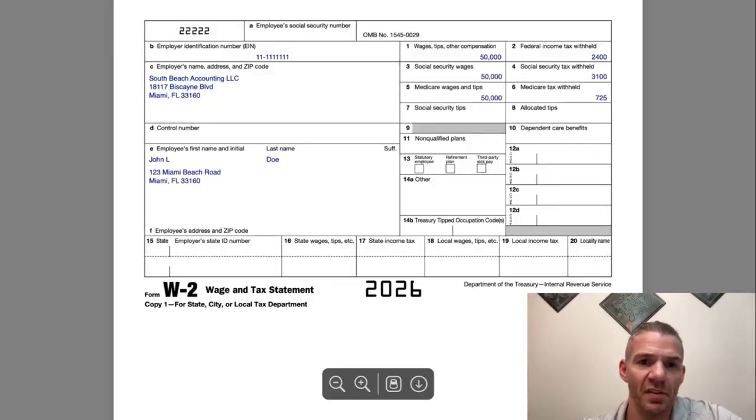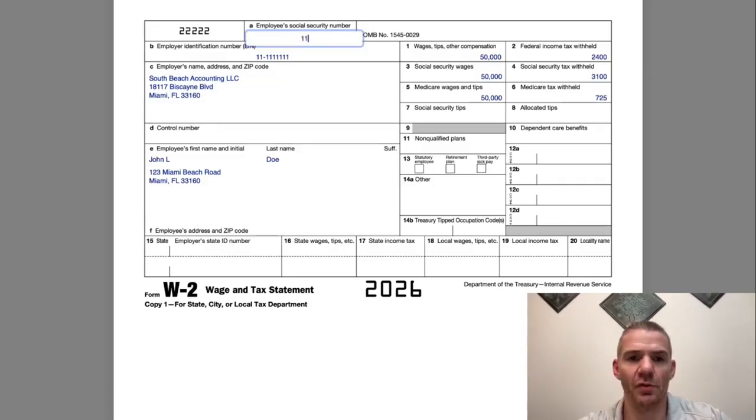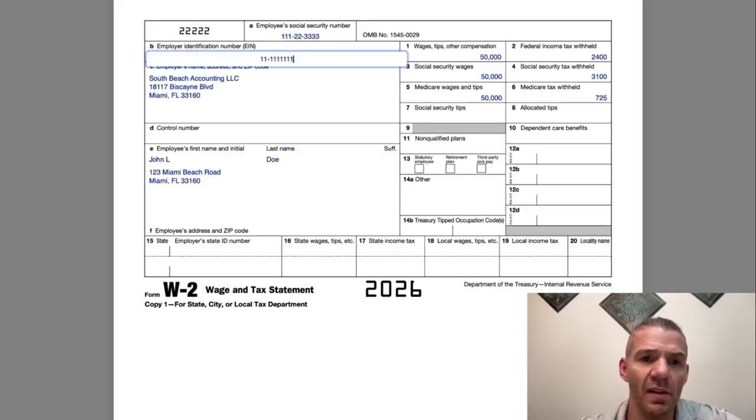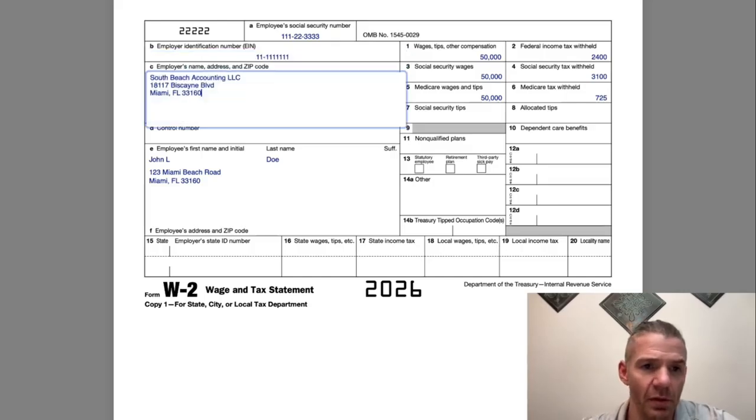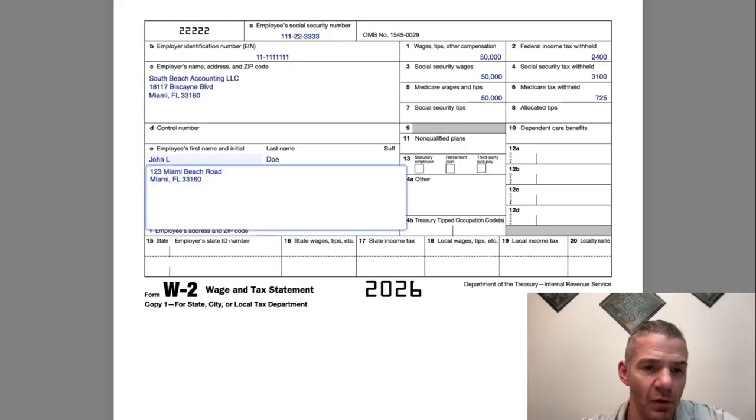So here I have just a sample W-2 statement. This is from South Beach Accounting. I did it for John Doe. So this is basically some of your information. Up here you're going to have a social security number, nothing too serious. The EIN, this is going to be provided by the employer, your employer's name, address, and zip code. And then your information should be right here. It's important to make sure all of this is correct.